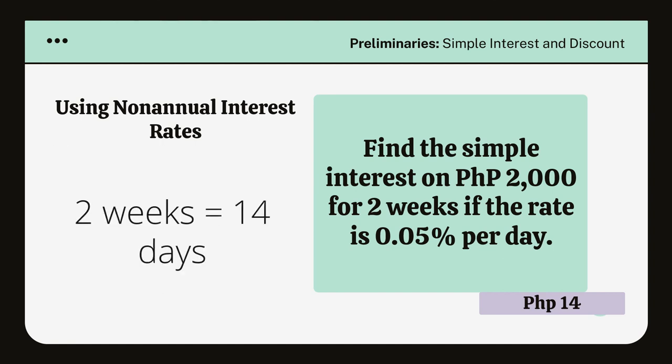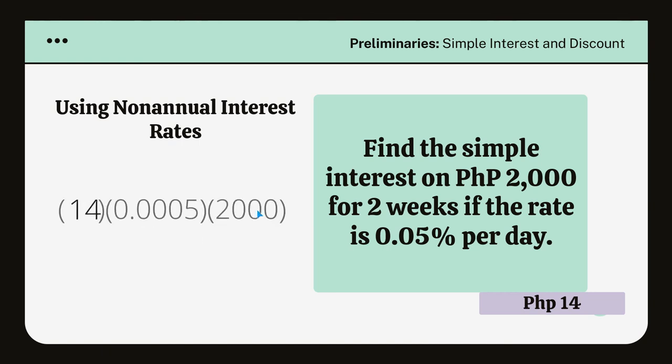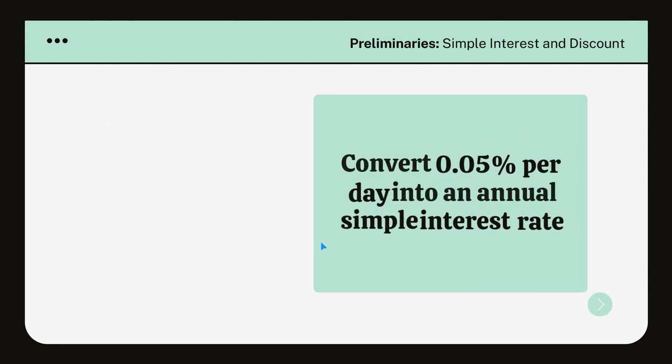Ibig sabihin, yung 2 weeks natin, kailangan natin again i-convert into days because ang ating rate ay kada araw. So this means 14 times 0.05 times 2,000, since we're simply going to follow the interest rate formula. And when we do that, we will get 14 pesos. Okay? And for the last one, let's try converting 0.05% per day into an annual simple interest rate.